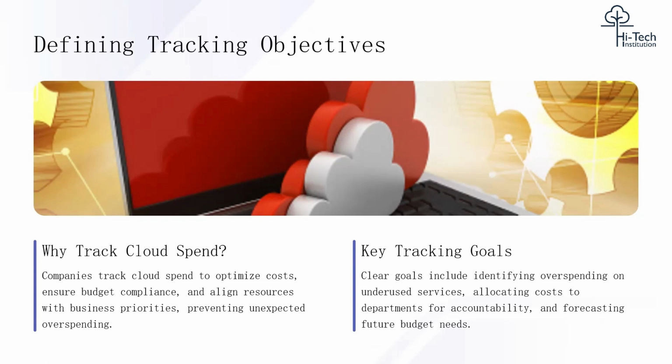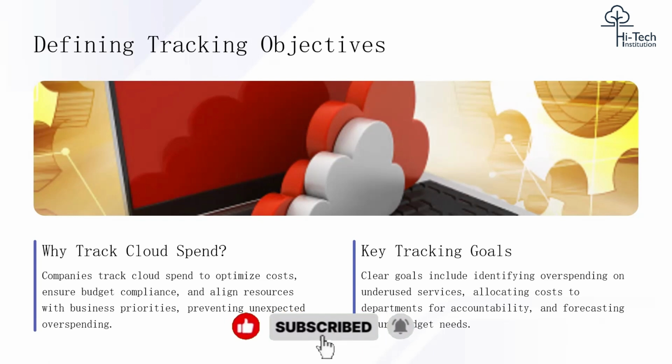Coming to the key tracking goals, the first thing is to identify overspending. For example, a server is running 24/7 but is only used for 4 hours daily. In that case, at the end of the day, we need to pay for the unused hours also. So we will be facing extra billing there, and we need to fix that.